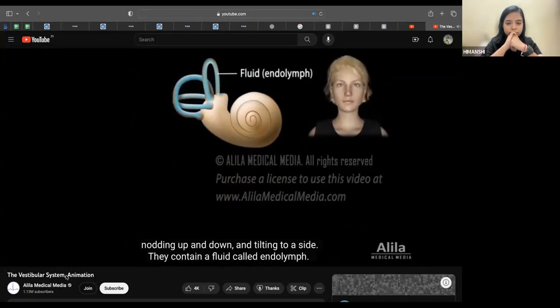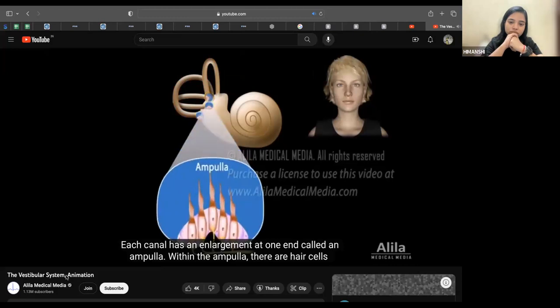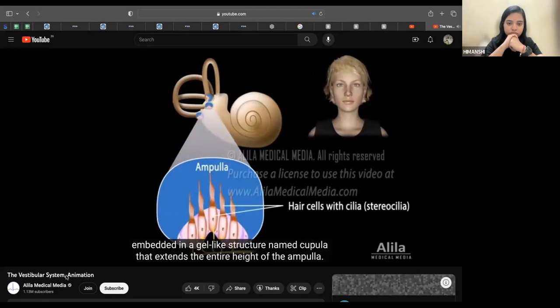They contain a fluid called endolymph. Each canal has an enlargement at one end called an ampulla. Within the ampulla, there are hair cells embedded in a gel-like structure named cupula.